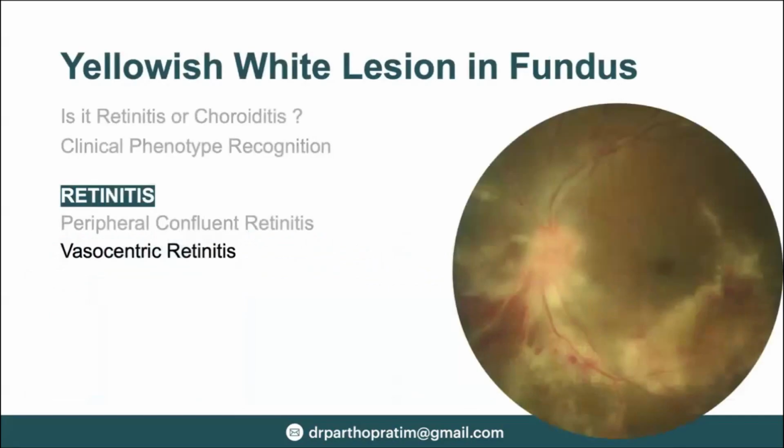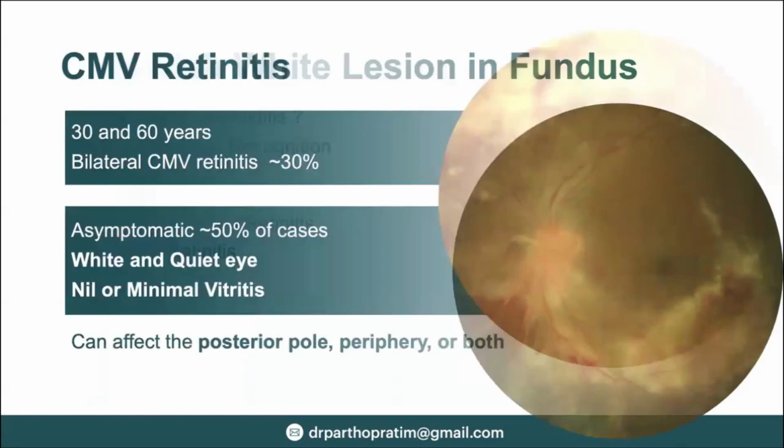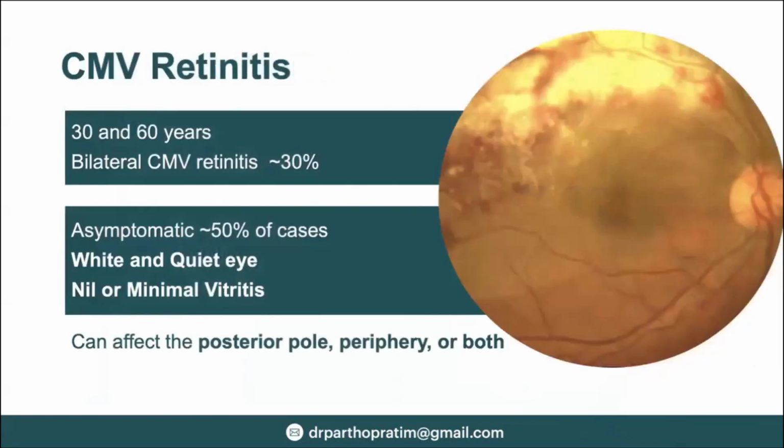Now, another important thing you have to understand is vasocentric retinitis. When we talk about vasocentric retinitis, you have to understand the most important cause is CMV retinitis. It can involve the young, healthy male to elderly person, and can be bilateral in 30% of the cases. Now, this is asymptomatic in 50% of cases, and characterized by a white and quiet eye, and usually no or very minimal vitritis is seen. It can affect the posterior pole, the periphery, or both.